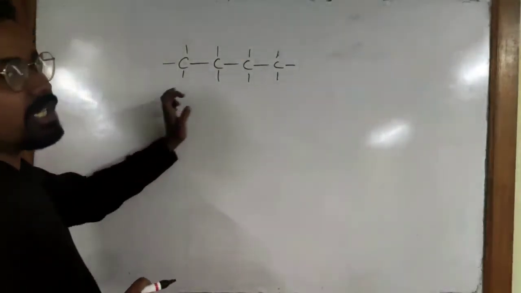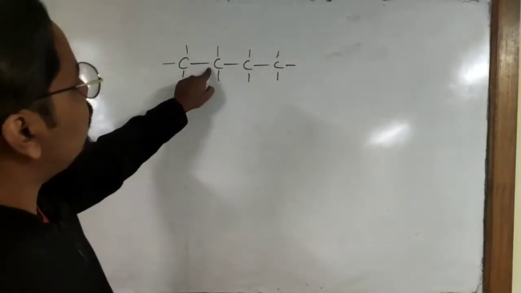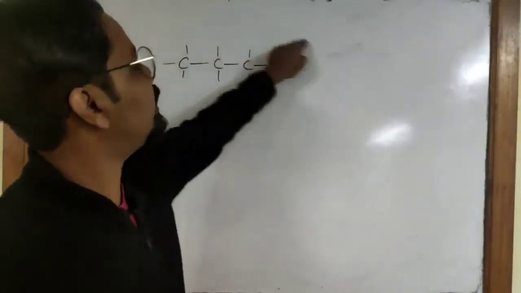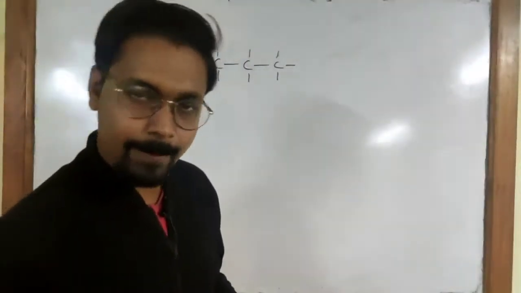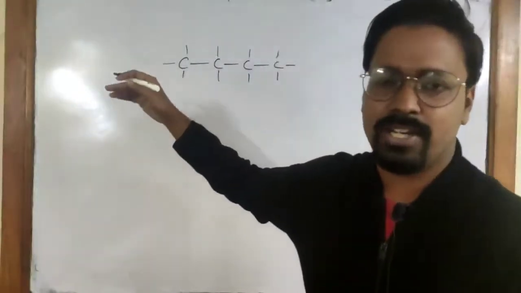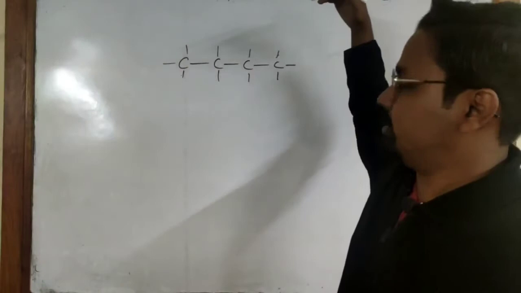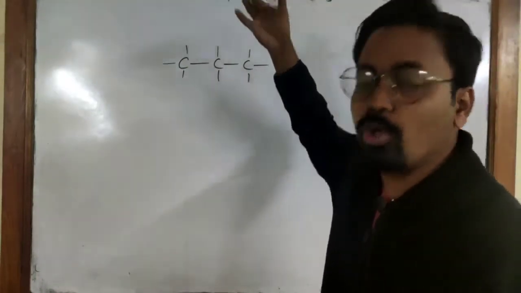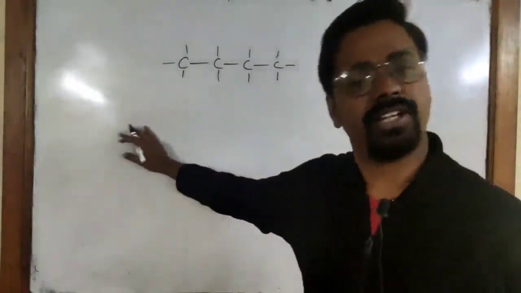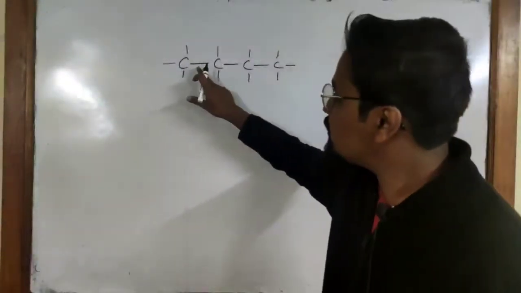So all the carbons here have 4 empty arms. So carbons are attached to each other in a straight chain. These empty arms can be filled with any element that you want. Suppose you want to fill it with hydrogen, you can fill it with hydrogen. You want to fill it with chlorine, you can fill it with chlorine, bromine, iodine, whatever you want to fill it up with. So that is how carbon forms straight chains.